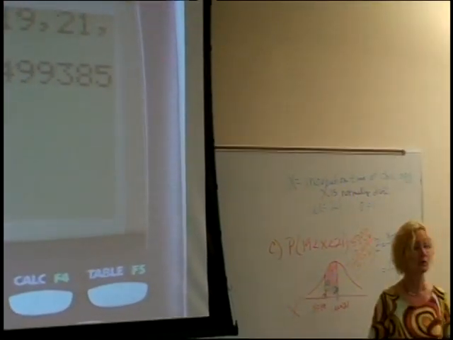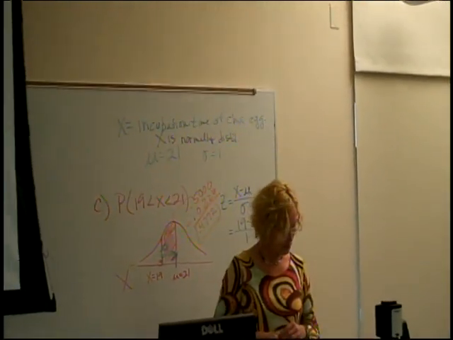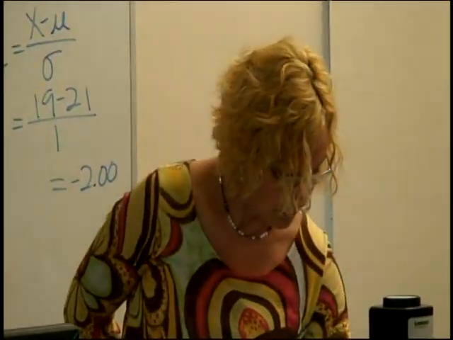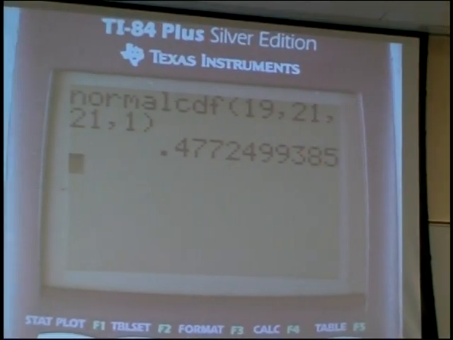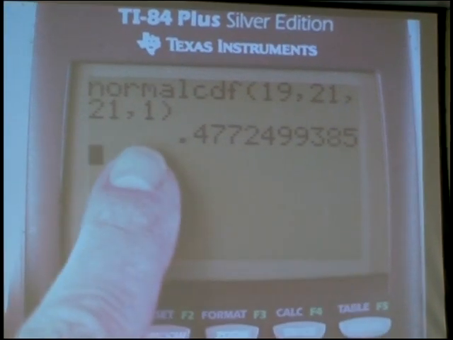Kevin? Why did you put 21 in twice? Lower bound, upper bound, that's these guys. And then the mean, so you have to repeat it in this case, and the standard deviation.